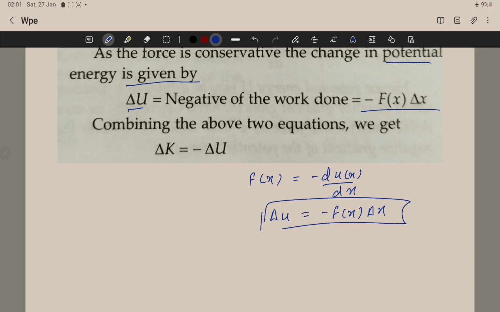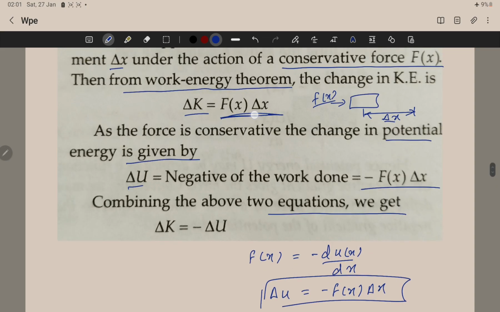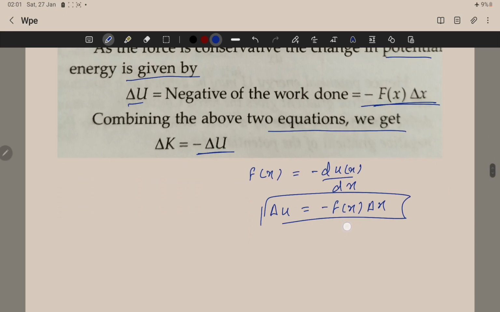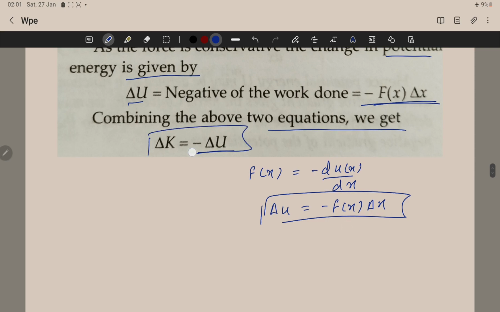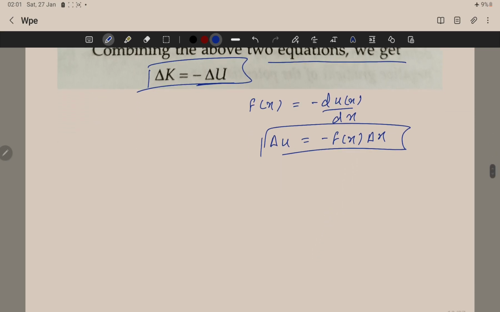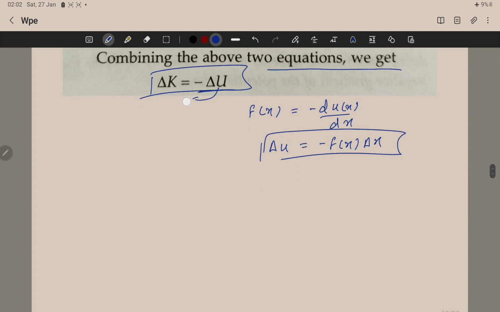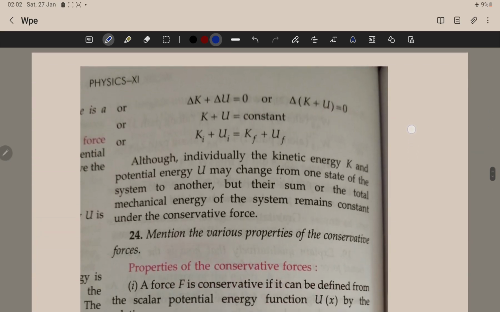So by combining the above two equations, what happened? The change in kinetic energy is equal to F dx. The potential energy change is the same, just with the difference that it is the negative of the work done. So if we combine these equations, we get change in kinetic energy equals minus change in potential energy. Now if I take the potential energy to this side, it becomes positive. So change in kinetic energy plus change in potential energy is equal to 0.